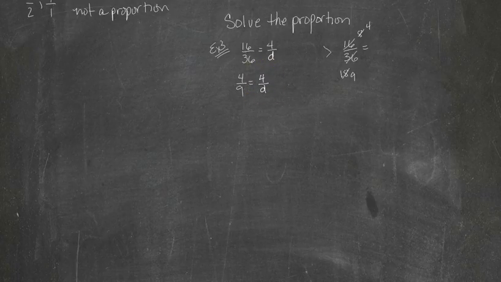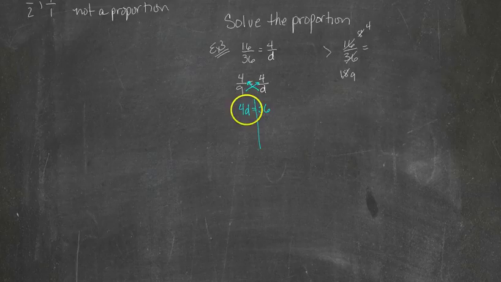All right, so now what we want to do is use our cross product. I have a ratio equals a ratio. It is definitely a proportion, so now I can cross product. I'm going to multiply 4 times d, and then I'm going to multiply 9 times 4. Now all I have is an equation. D times 4, well, I want to get d alone. 4 is next to d by multiplication, so I'm going to transpose the 4 to a division. And that's d equals 36 divided by 4, which we already know equals 9.